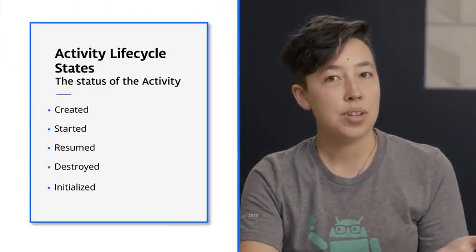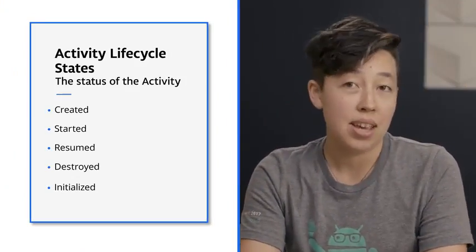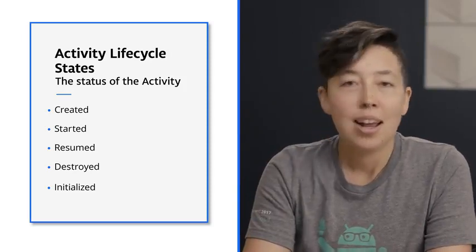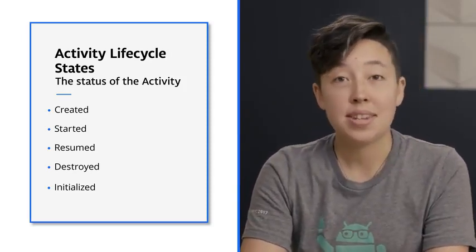Now, here's a list of activity states, known as the activity lifecycle states. Pretty much as their names indicate, these states represent the status of the activity. Is it visible or not? Has the user permanently navigated away? The lifecycle state represents this status.